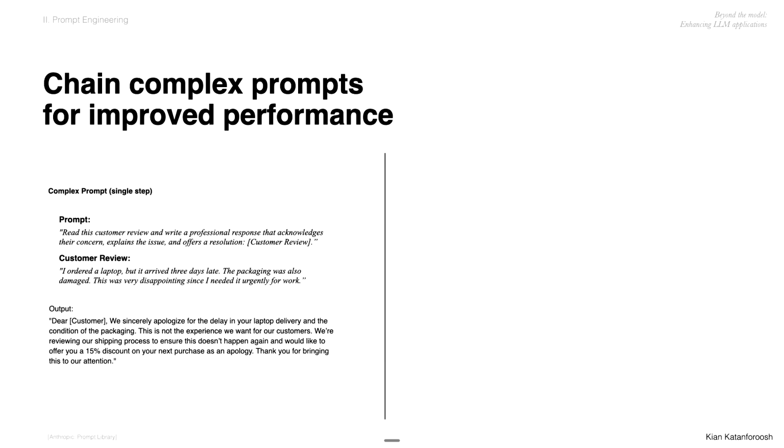And this is what it looks like. You take a single step prompt, such as read this customer review and write a professional response that acknowledges their concern, explains the issue, offers a resolution, and then you paste the customer review, which is, I ordered a laptop, it arrived 3 days late, the packaging was damaged, very disappointing, I needed that urgently for work. And then the output is an email that is immediately given to you by the LLM after it reads the prompt.